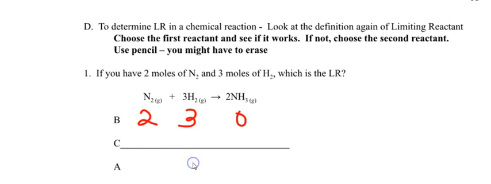So if 2 didn't work, now what? Well, then the 3 must be my limiting reactant, mustn't it be? So I'll put a 3 here. What's 3 divided by 3? 1.